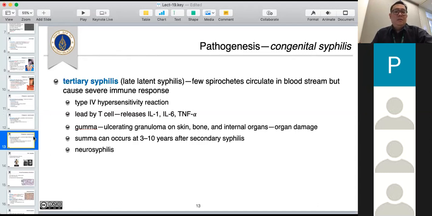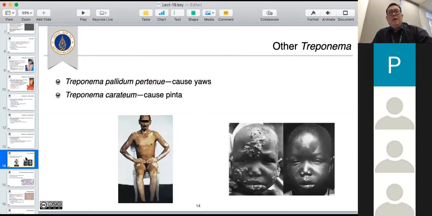Another disease caused by Treponema is Treponema pertenue, which causes yaws, and Treponema carateum, which causes pinta. Pinta is kind of, how can I say, a lesion on the skin. Well, mostly Treponema causes skin lesions. This one interferes with pigment and makes the color pale.